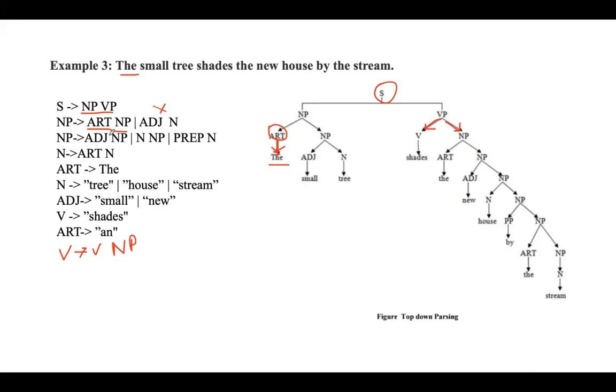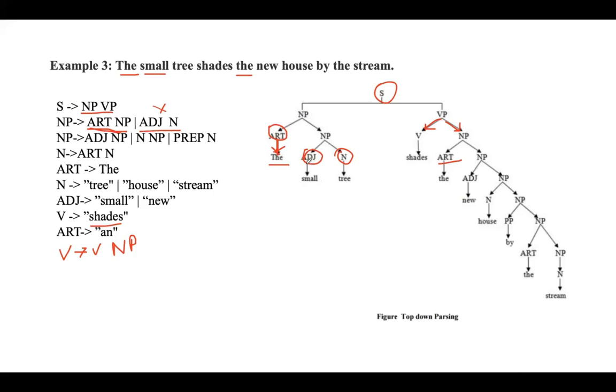So NP derives adjective and noun because second word in the given string is small. So you can take this adjective. We don't have any problem, adjective and noun, and move to this place now. So verb, V derives shades. Yes, V derives shade, expanded, and then NP derives article NP. Why we need to take that? If you take this article NP, find out whether the word matches with the part of speech or not. So the small tree shades. Next word in the given sentence is the. The is an article. So you can take that production, article and NP.